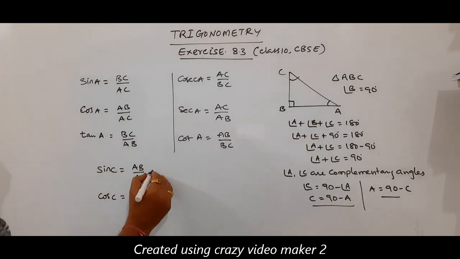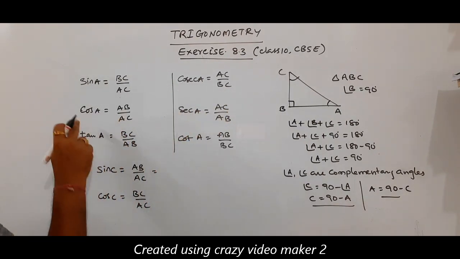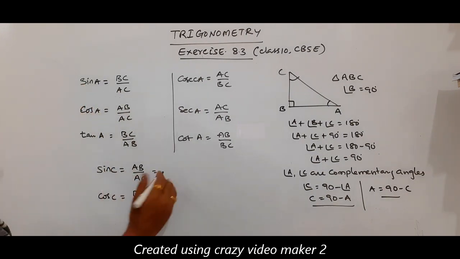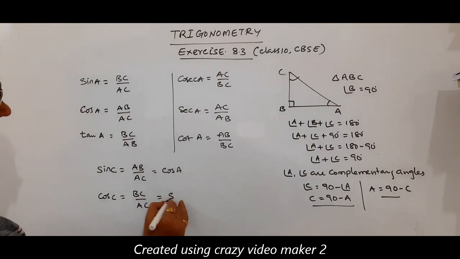Now come back to the earlier formula. Cos A equal to AB by AC, and here sin C equal to AB by AC. It is nothing but cos A. And cos C is sin A.